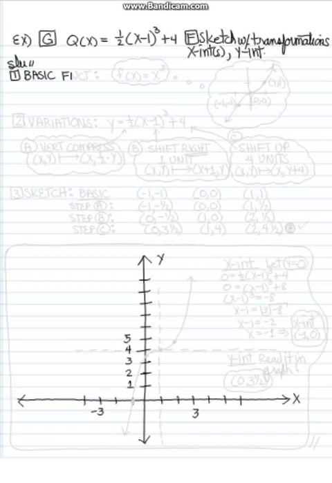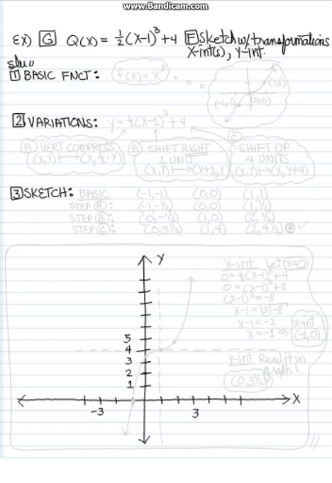First step, we're going to identify the basic function that's related to this q of x. Step 2, we're going to identify the variations that will be done to the basic function to get this new graph, this new function. And then step 3, we'll do a sketch of the function using the basic graph and the variations. So back to step 1.